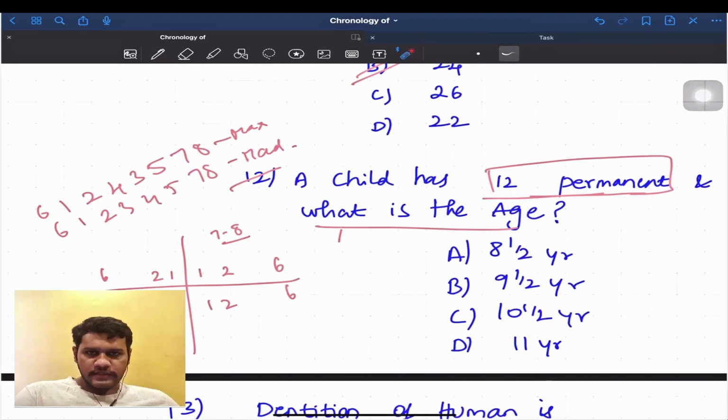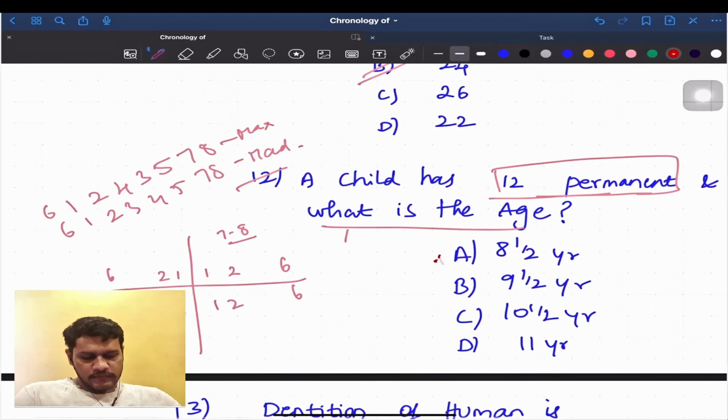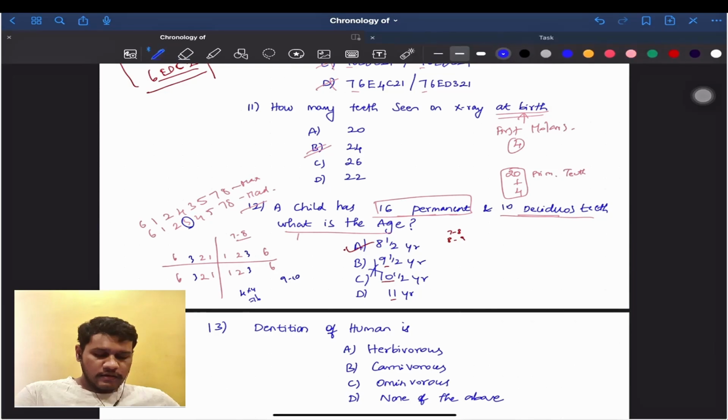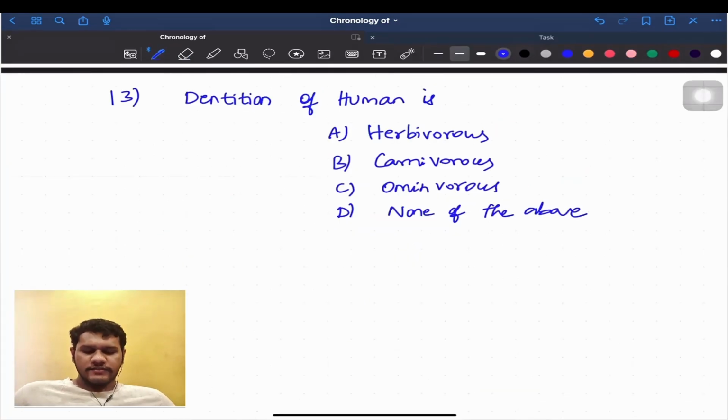The option which is closely related to it is option A. The age can be between 8 to 9 or 7 to 8, so this is the close one. Why can't it be 10 or 11 or 9? Because the canines would have come. The permanent canine comes in the mandible at the age of 9 to 10, so this is not the answer. If it came, how many teeth would there be? 4 fours are 16. There will be 16 teeth. If they had given us 16 permanent teeth and 10 deciduous teeth, then the answer would be 9 years. This can be taken as a basic science question or anything.